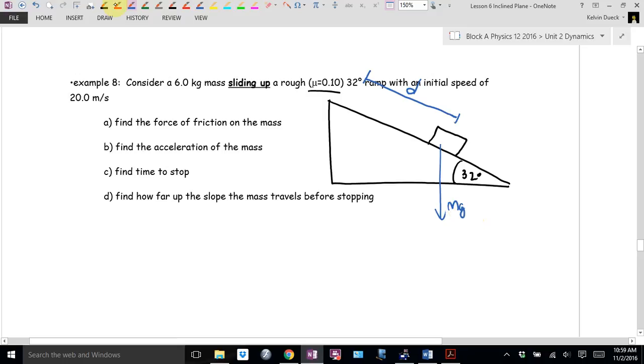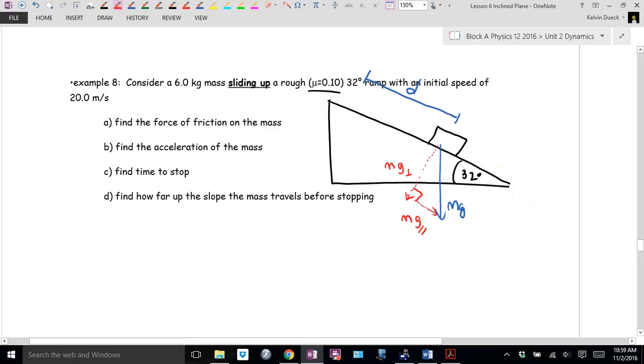I'm going to break that up into its components. It's going to get broken up into a perpendicular component and a parallel component. And I can't emphasize this enough: when I say parallel, I mean parallel to the slanty part of the ramp, not parallel to the base. And Robbie, that's a lovely right angle right there.